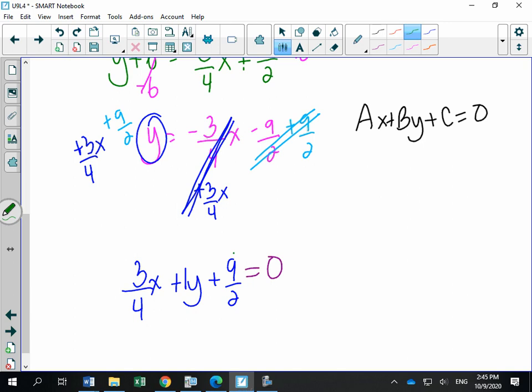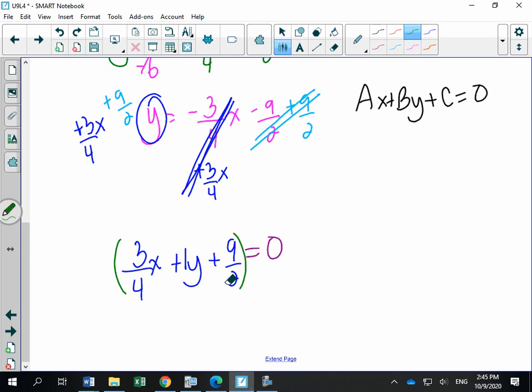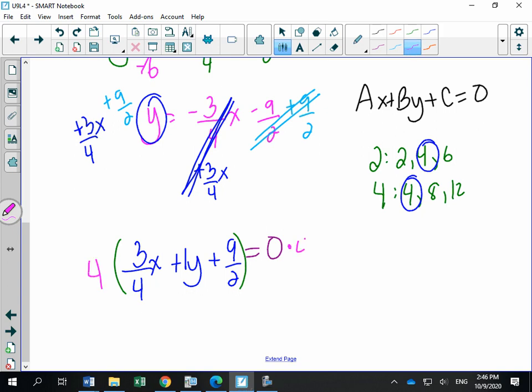Okay, we've got to get rid of the denominators. So ask yourself, I need to get rid of this 4 and this 2. What's the lowest common multiple between 2 and 4? The multiples of 2 are 2, 4, 6. The multiples of 4 are 4, 8, 12. The lowest common multiple is 4. So I'm going to multiply both sides of my equation by 4.